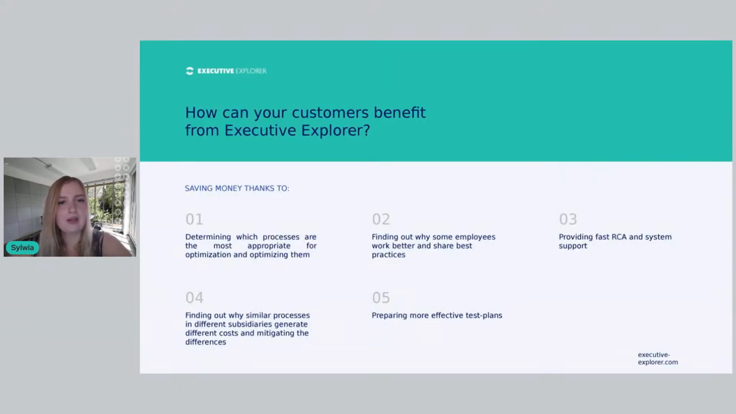And now let's talk a little bit about benefits that your customers can get from Executive Explorer. Well, the greatest value we see there is to save money, to generate savings, mostly through optimization, but not only. In a moment I will give you some ideas for saving money with our Executive Explorer. I'd like to underline that now it's a perfect time to reach out to customers and offer them something for saving money.